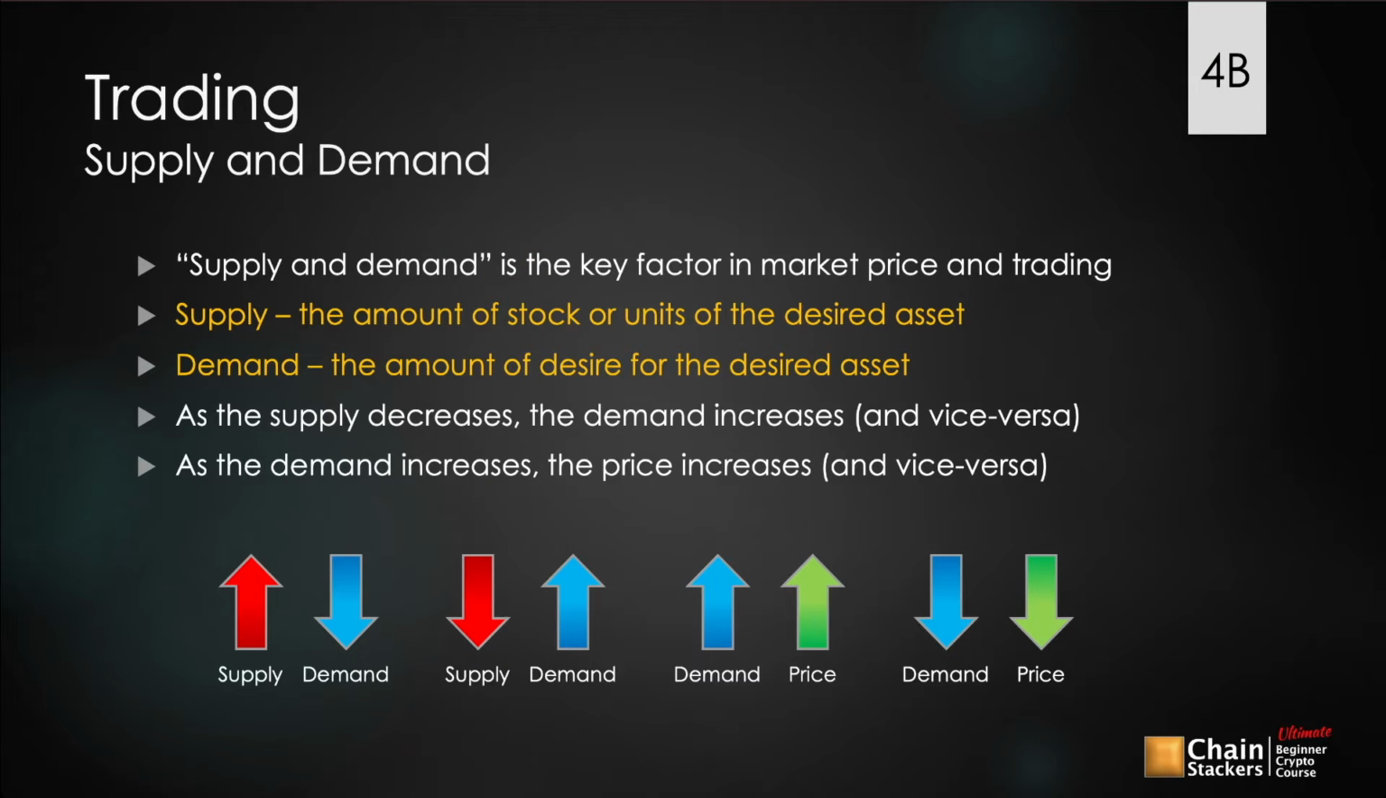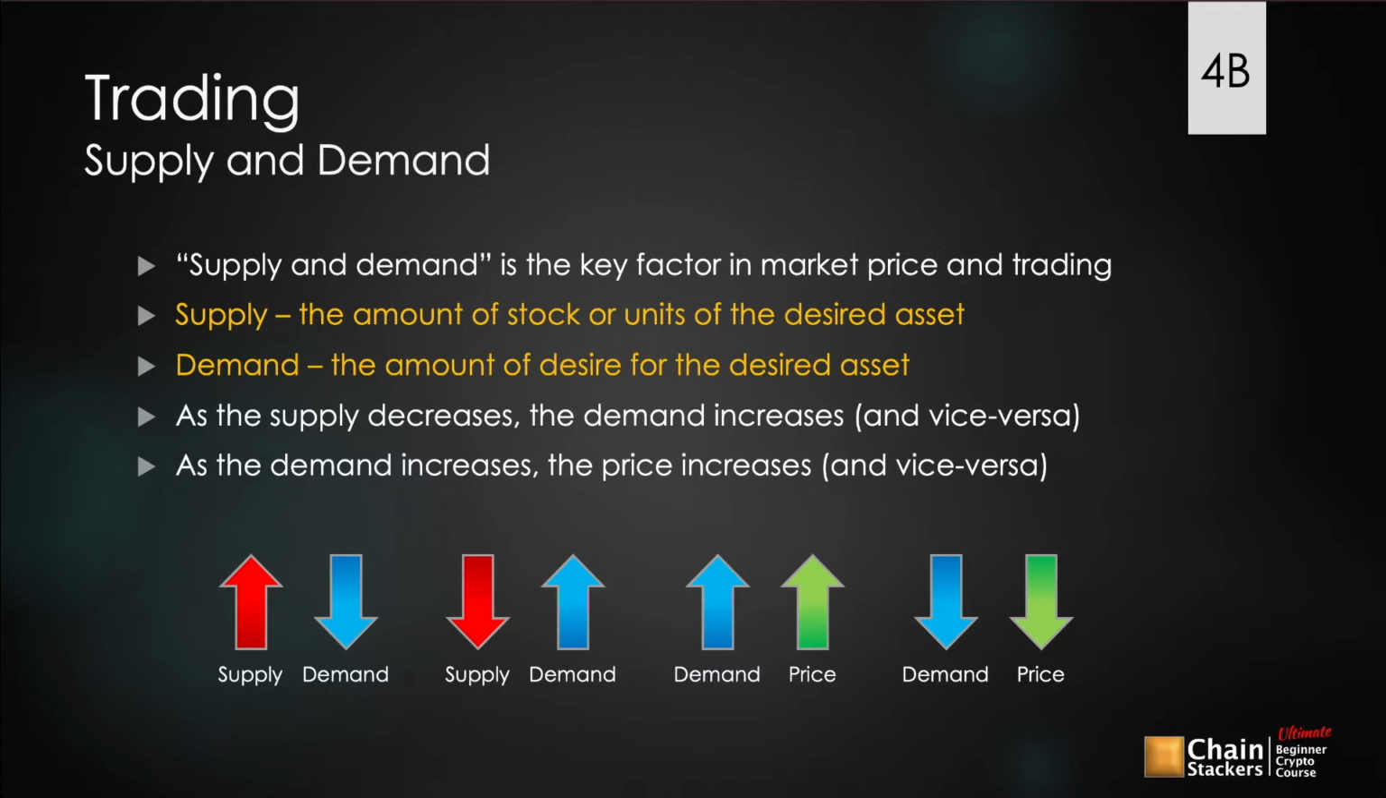Lesson 4B, trading, supply and demand. Supply and demand is the key factor in market price and trading. As you'll see, supply is the amount of stock or units of the desired asset available. Demand is the amount of desire for the desired asset.